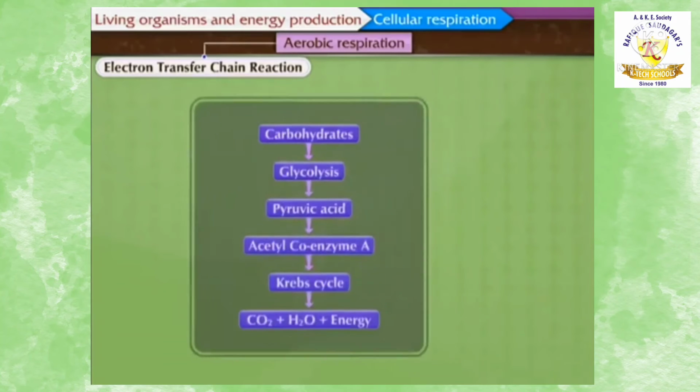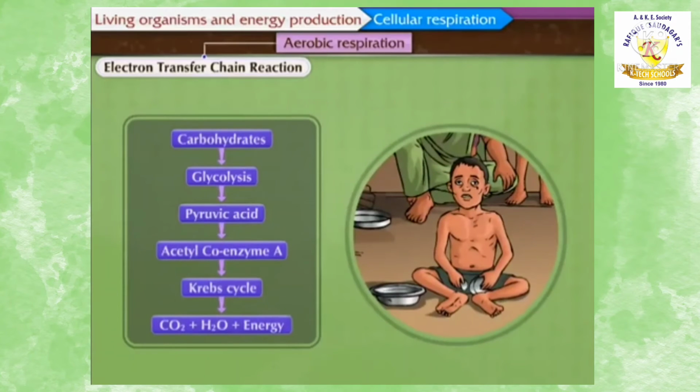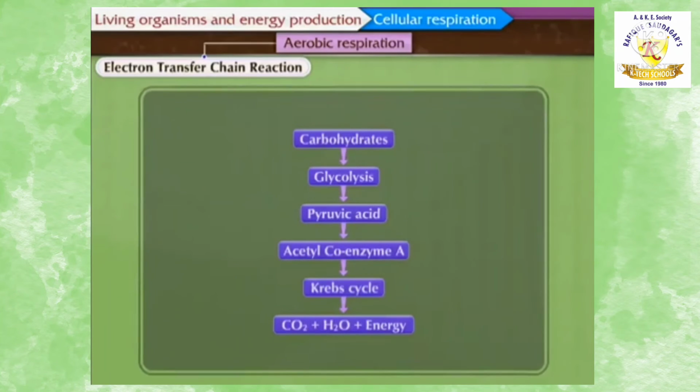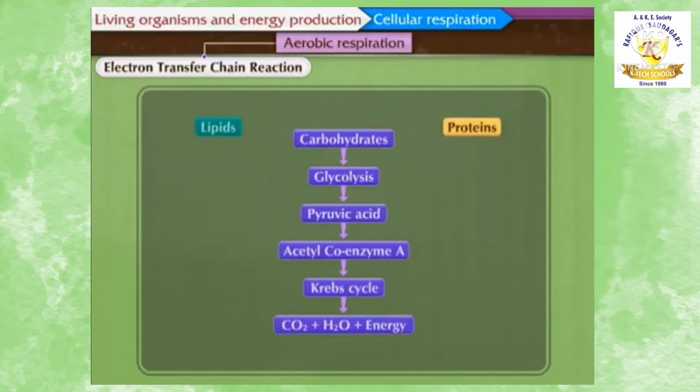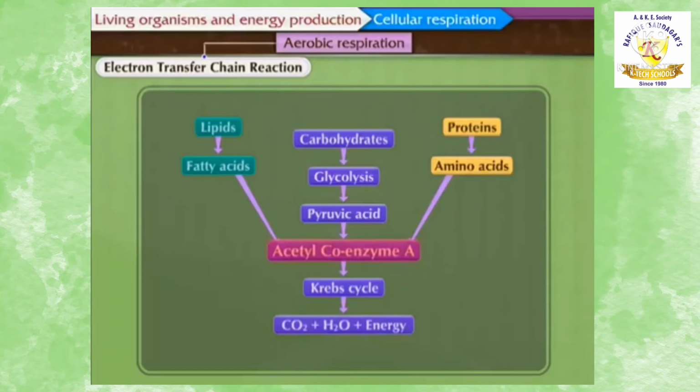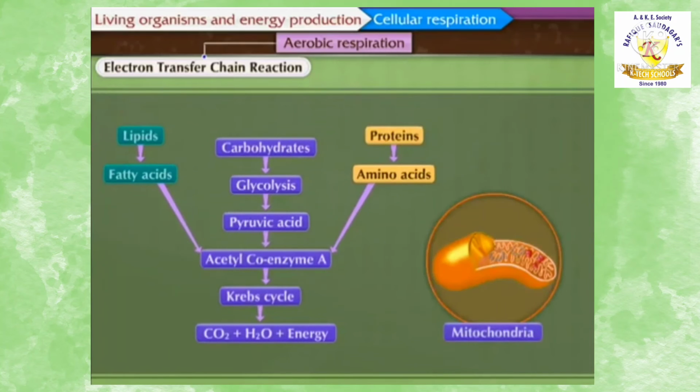Now, children, if there is an insufficient amount of carbohydrates in the body due to conditions like fasting and hunger, then lipids and proteins are used for energy production. Lipids are converted into fatty acids, whereas proteins are converted into amino acids. Fatty acids and amino acids are converted into acetyl coenzyme A, and energy is obtained through complete oxidation of acetyl coenzyme A by the process of Krebs cycle in mitochondria.